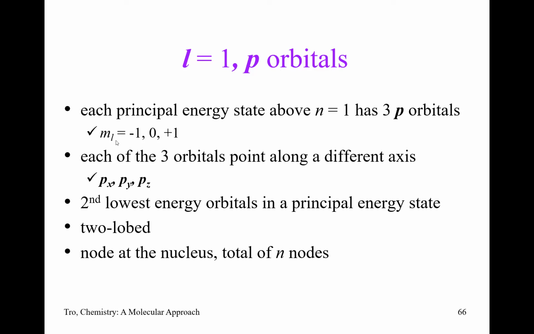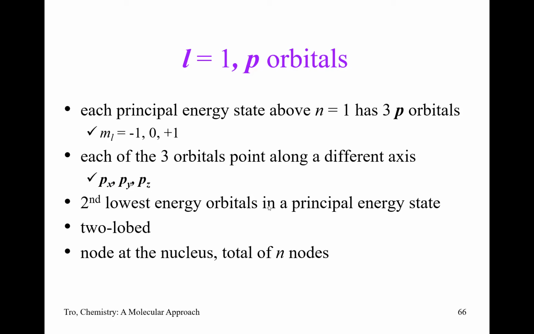Each one of these m sub L numbers designates an orbital. So what this tells you, since m sub L has 3 possible values, then there's 3 possible orbitals, and they're all p's. Now, it turns out the way this works is that each one of these p orbitals goes along the x, y, and z axis.